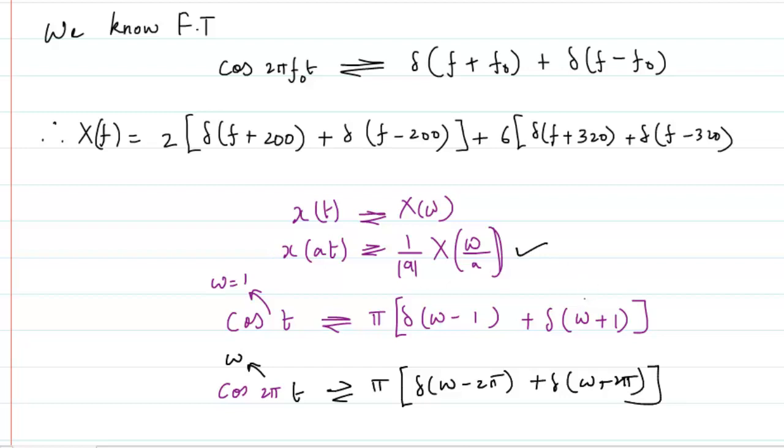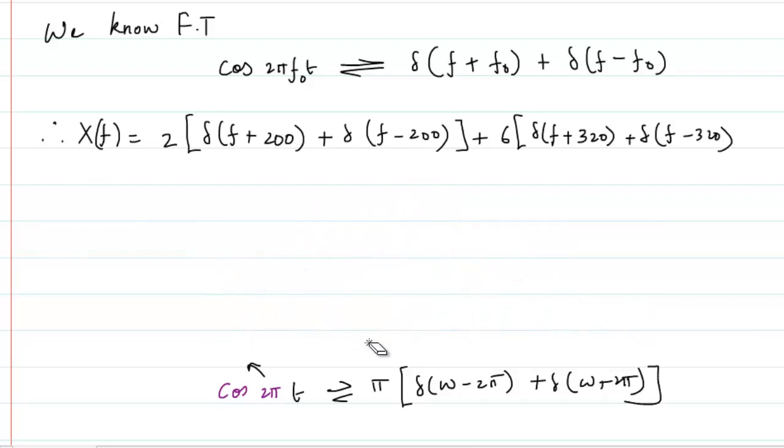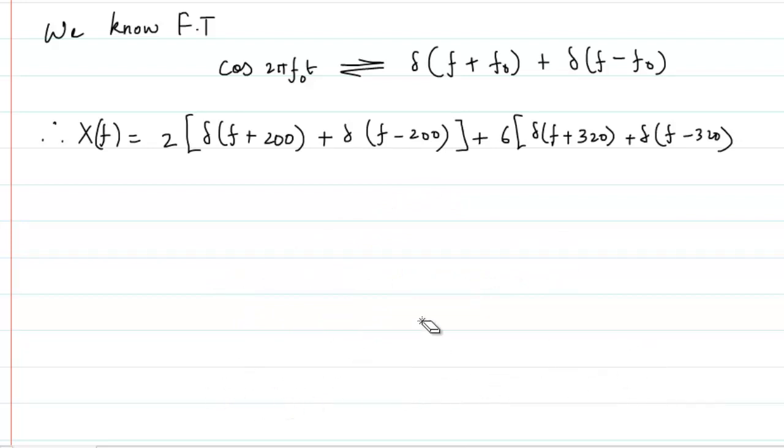then with that I can basically get this equation. So no need to remember all of this, you just simply remember that if it is for cos, this is going to be the equation, and if it is sine, then it is going to be just j multiplied with delta f plus f naught minus delta f minus f naught. If you want to write it, you can write it.